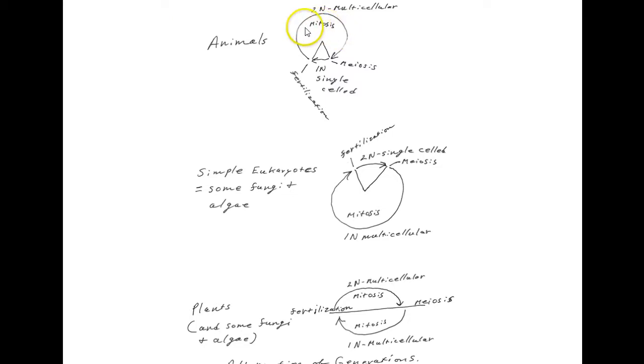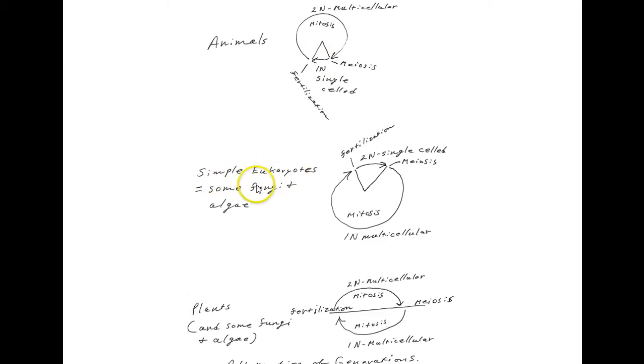This would be all of your body cells other than the egg cells and sperm cells, which would be here in this category. And then getting from diploid to haploid, we have meiosis. Getting from haploid to diploid, we have fertilization.